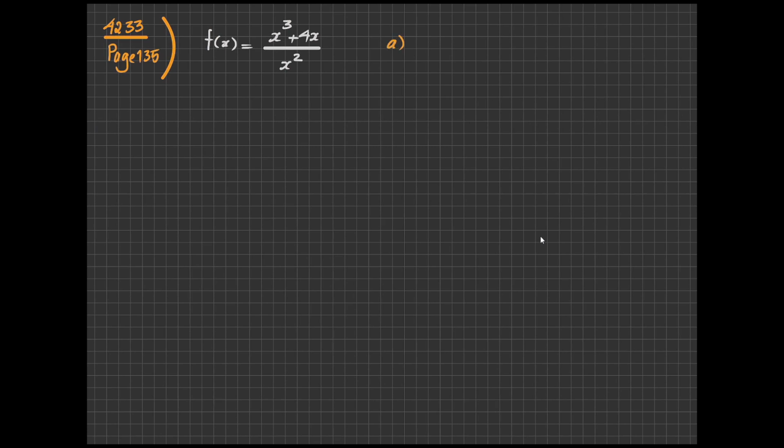I need to ask myself, what is that number such that when x goes to that number, the function goes to infinity, either plus infinity or negative infinity? Do you remember, the vertical asymptotes are somewhat simple, but you need to confirm that. So what is the candidate? What is the good candidate for this?